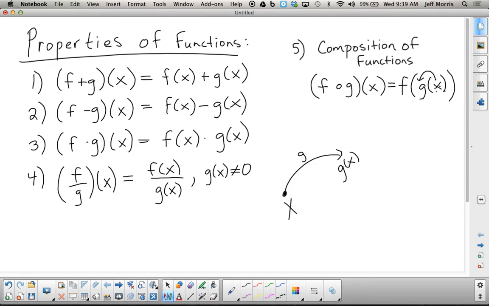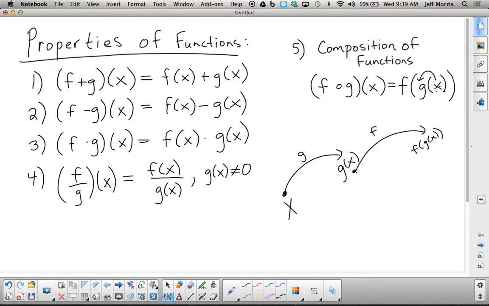Then I'm going to take g of x, and I'm going to plug that into function f. So now g of x becomes the input, and what you get is f of g of x, which is also a y value. So you just keep building. And here's the thing, I've only composed two functions here. Could you compose more than one function? Or could you compose more than two functions? You can compose 3, you can compose 4.